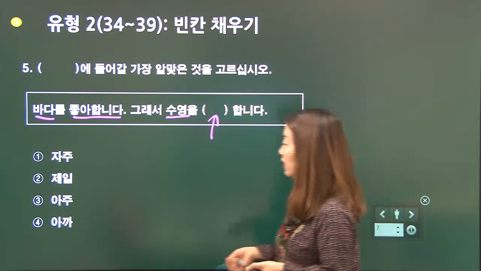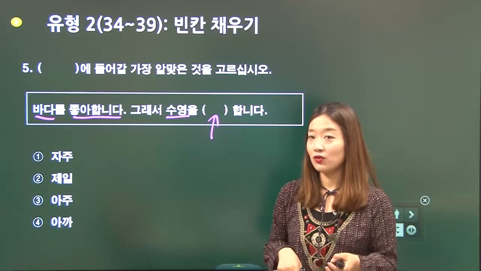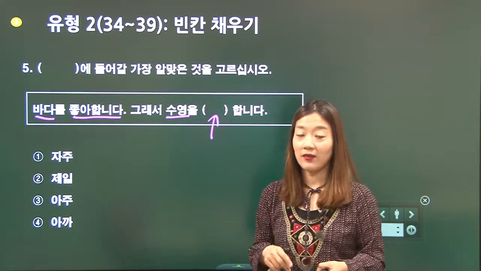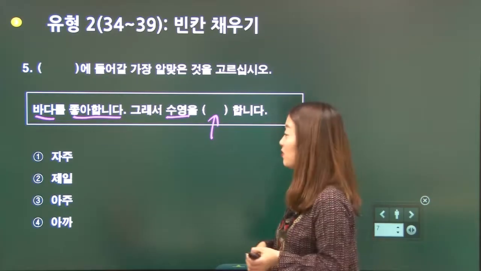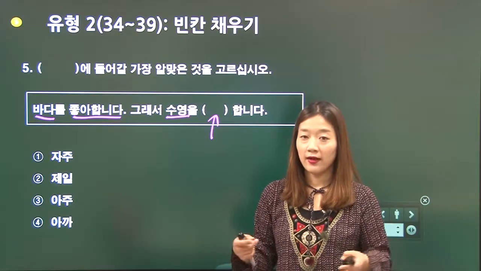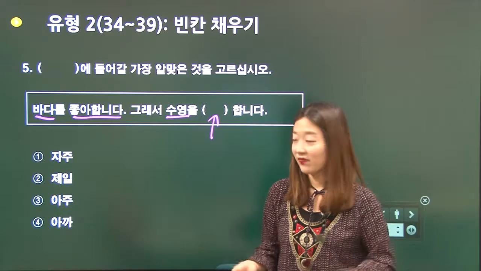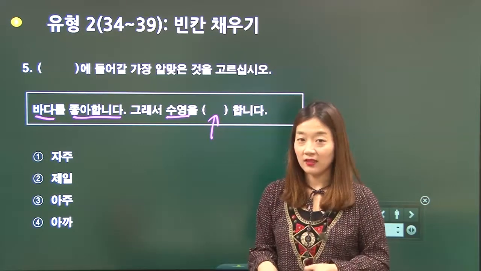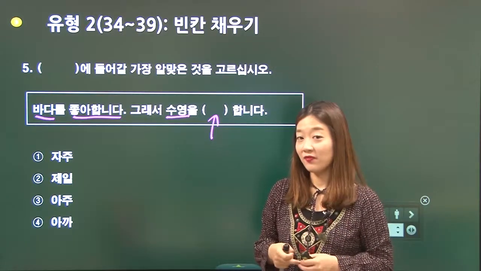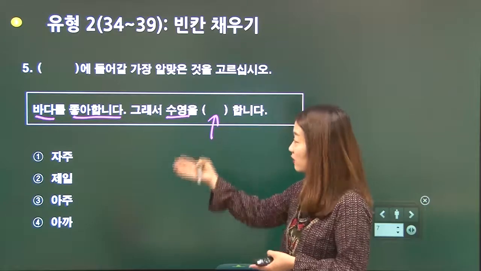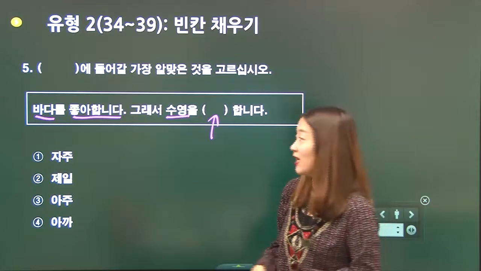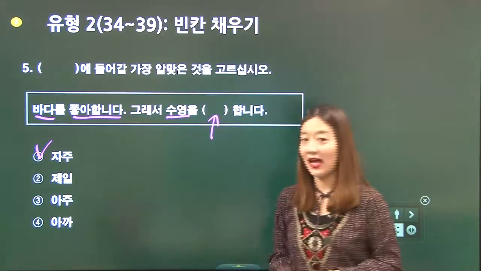Okay, adverb. Here we go. Number one, 자주. 자주 means often. Number two, 제일 means the most. Number three, 아주 means so much, too, or very, something like that. And number four, 아까 is about time, before. So which adverb is very good for this blank? 수영을 자주, often, right? 자주 합니다.